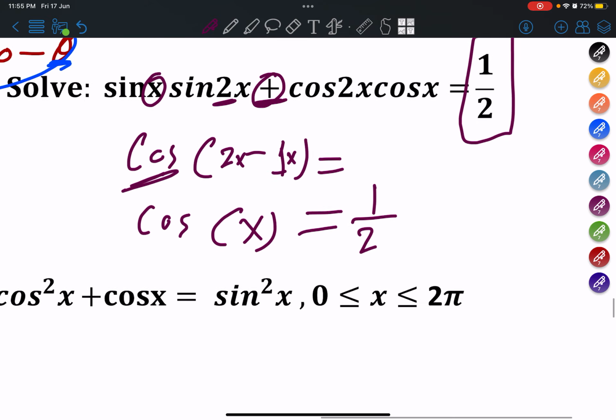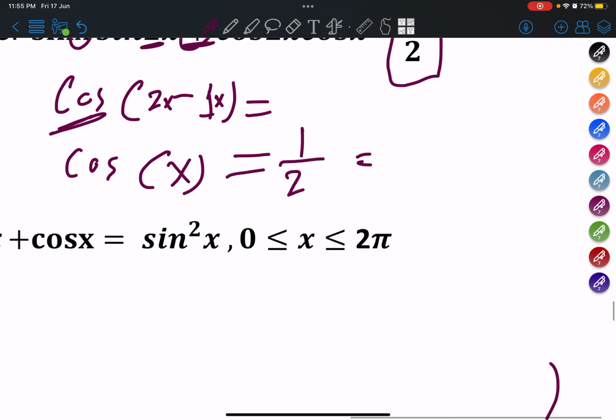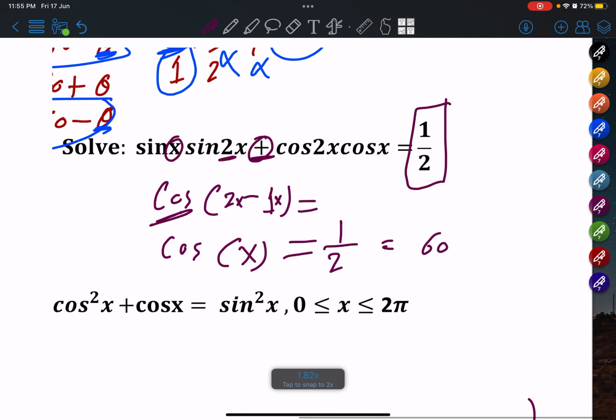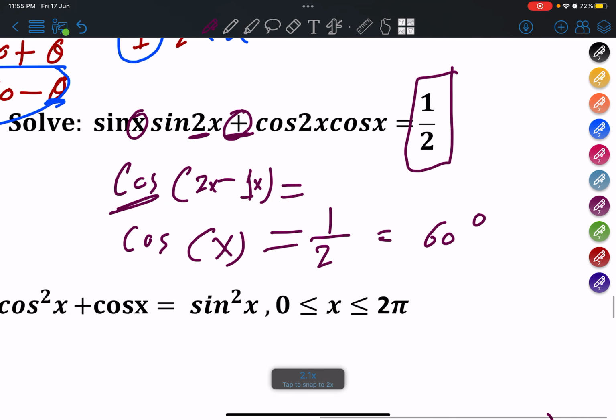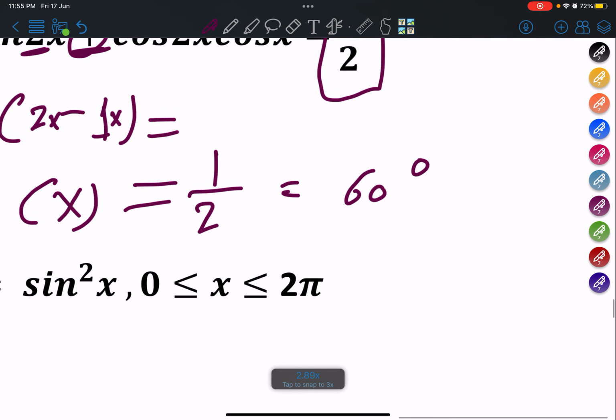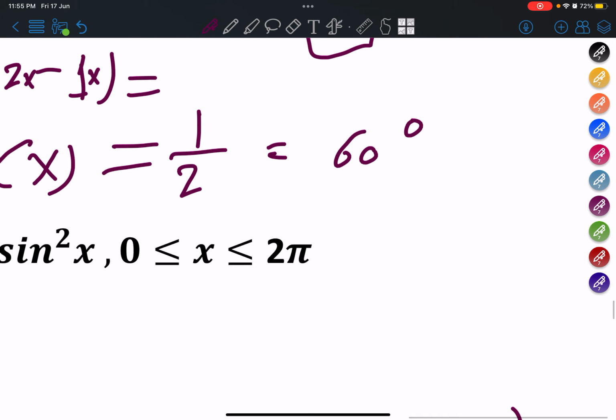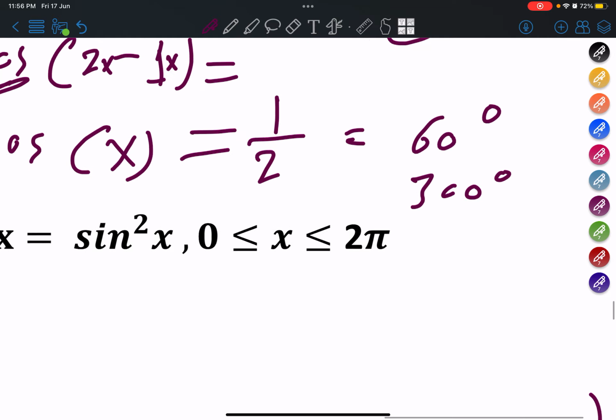And then, again, cosine 1 over 2, we said is equal to 60 degrees. Here, because they didn't ask us for certain intervals, I believe we should provide for all the angles. So we say 300 degrees too.